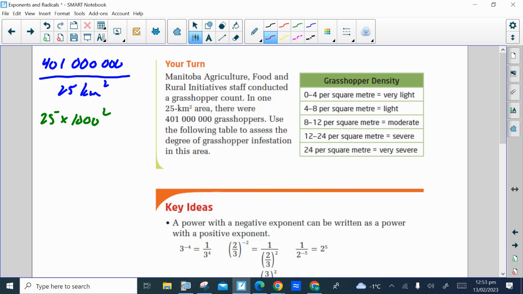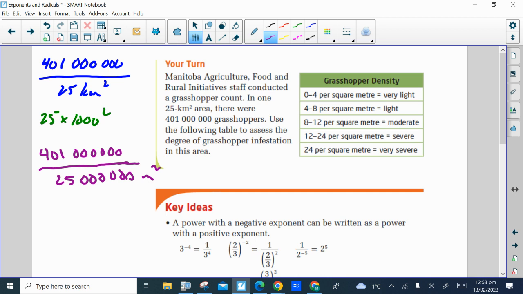That's what that becomes. So now I have 401 million divided by 25 million. Meters squared. So I can write meters squared at the bottom where above it was kilometers squared. So obviously we could take our calculator right now and we could put those two numbers in and divide them and we'd have our answer.